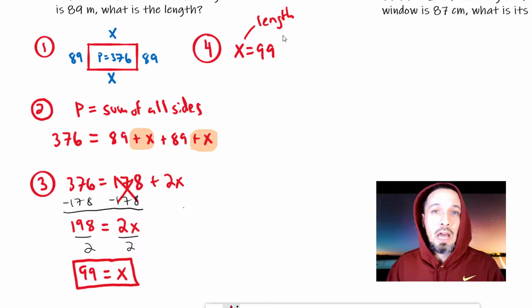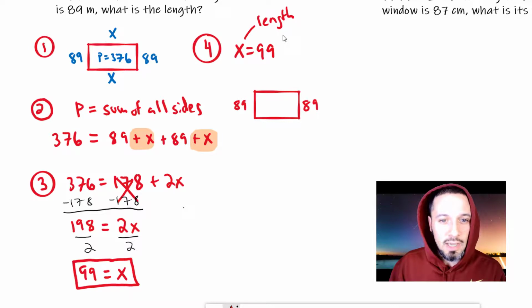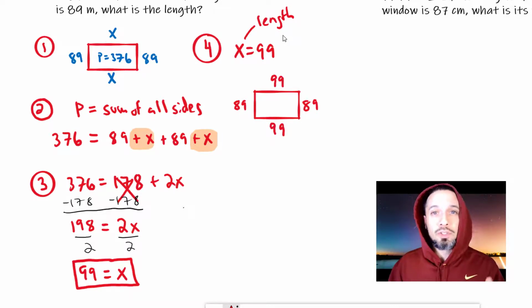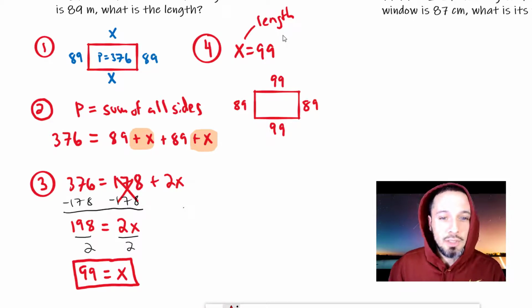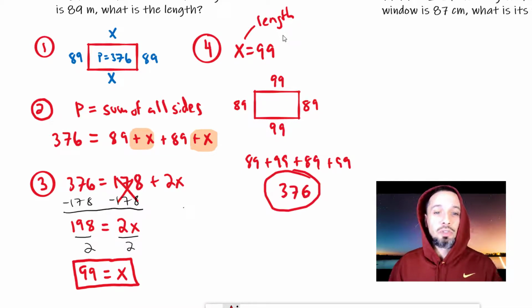And now, how do I know it's the correct answer? I can just go and substitute it into the original problem. So the original setup, we know that the widths were 89, and we're now saying x is represented by 99. That's the actual length. So to check my work, all you have to do is add up all the sides and see, does it equal 376 as they told us in the beginning. So I do 89 plus 99 plus 89 plus 99. And when I add that all together, I get a total of 376. So it does work out.